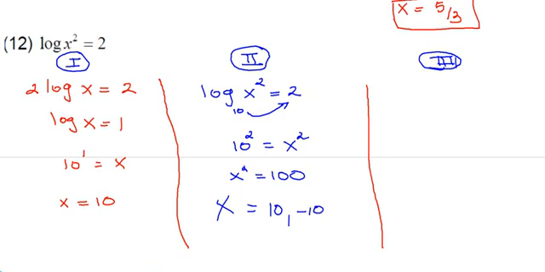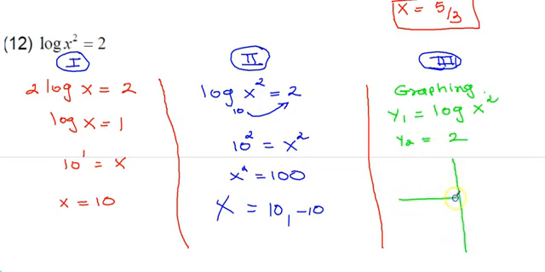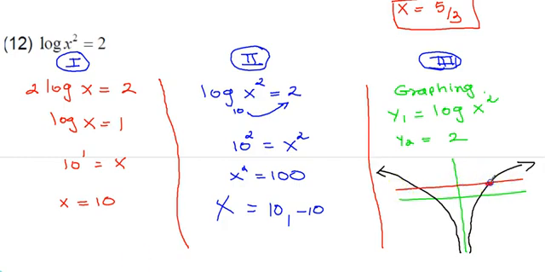Well, the last method is the graphing method. Using a calculator, you can graph log of x squared and 2. You will see that this graph is going in both directions, and at y equal to 2, it crosses twice.